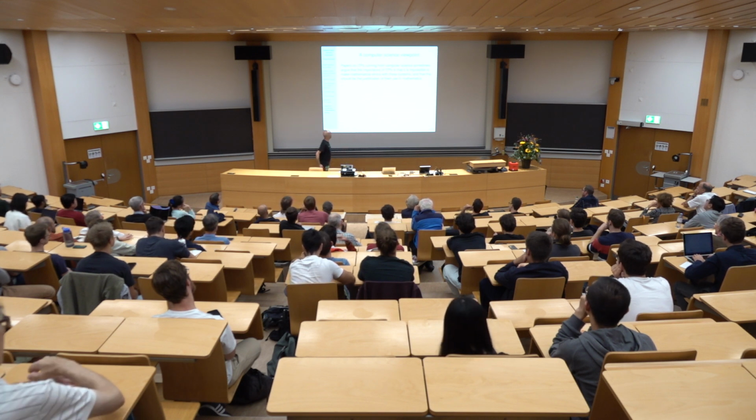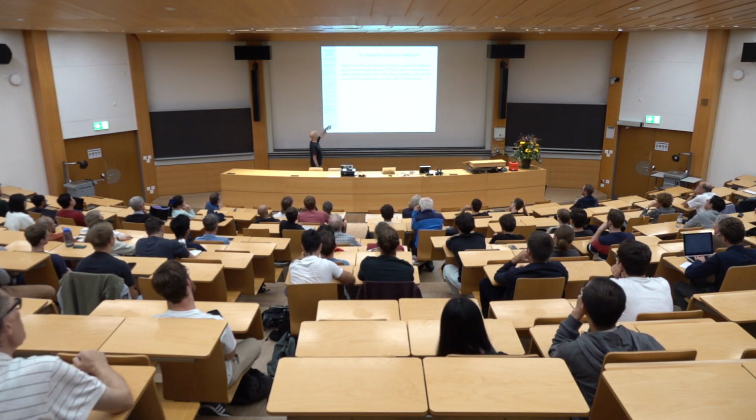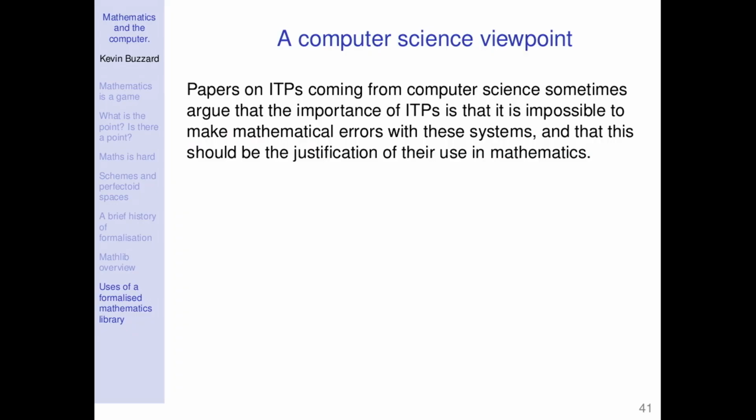So here's a reason. This is a bad reason. This is a bad justification. I just mentioned this. This is a justification that's been used by computer scientists for many years, and this is that mathematicians are not very accurate.